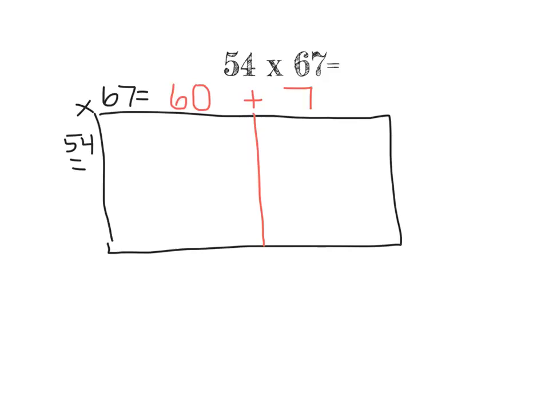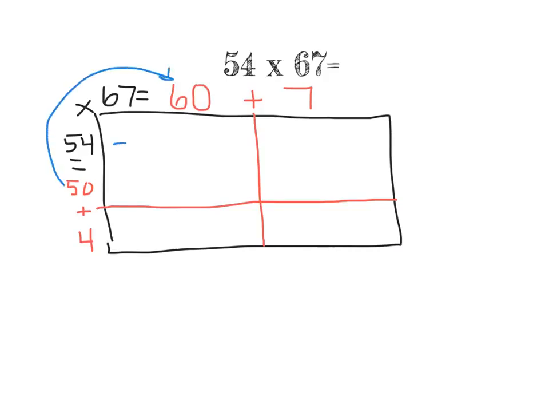Now I'm going to do it to 54. I have 50 plus 4. And I'm going to draw that line to separate my tens and my ones. Now, I am going to be multiplying the 50 by the 60. So 50 times 60 equals 5 times 6 is 30. I have 2 extra zeros, so I'm going to add my 2 zeros to my product.